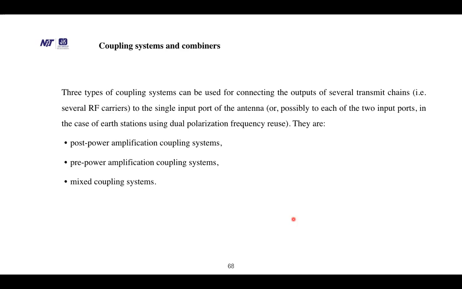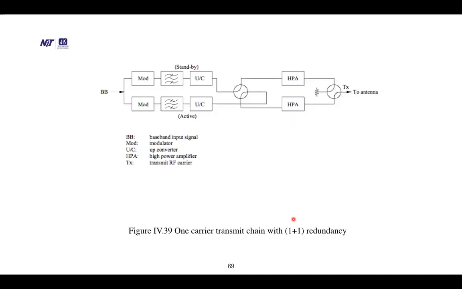combiners. Three types of coupling systems can be used for connecting the outputs of several transmit chains to the single input port of the antennas, and they are post-power amplification coupling system, pre-power amplification, and mixed coupling system. So one carrier transmit chain with redundancy is shown over there. It is the baseband input signal, it is the modulation, and it is the up converting, and this is the high power amplifier, and then it is going to the antenna.